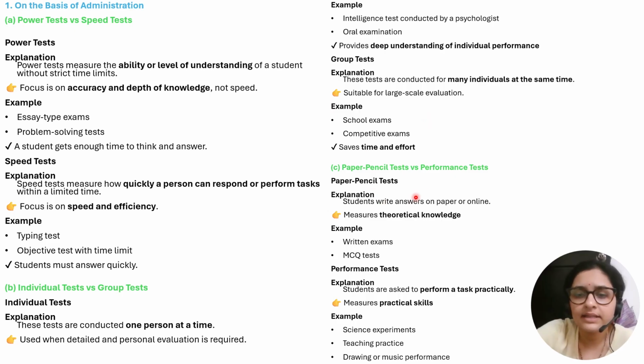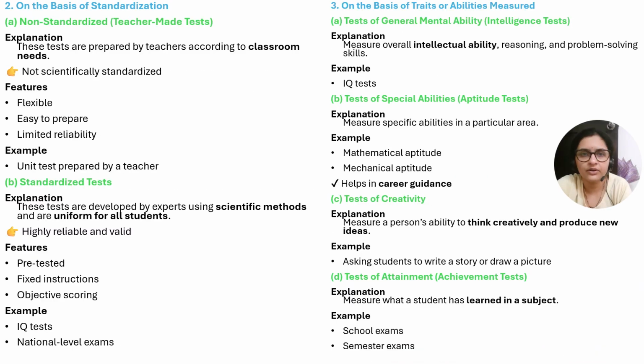Paper and pencil test versus performance test is the next one. Paper and pencil test means students write the answer on paper, or these days it is also online. It measures theoretical knowledge. Written exams, MCQ test. Performance test is where students are asked to perform a particular task practically. That is science experiments, teaching practice, drawing or music performance, etc.